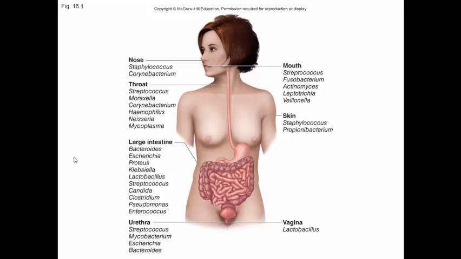Now, let's go through what we would consider normal microbiota, and you can see here from this diagram, you can find them in nose, mouth, throat, large intestine, urethra, vagina. Normal microbiota, and they used to call it the microbiome or normal flora. And this is the population of microorganisms found growing on the body of healthy individuals. There are two types: resident microbiota, and these are microbes that inhabit body site for extended periods. Transient microbiota are microbes that only reside on a temporary basis.